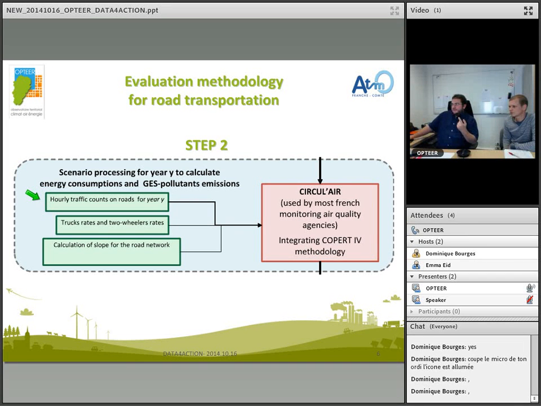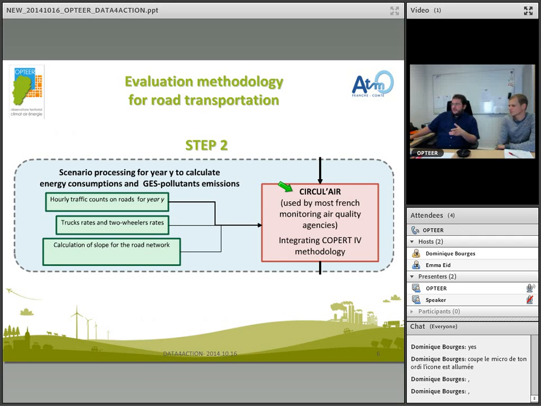I might have missed mentioning that the model, as we use it to model traffic so far, only models the passenger car activity, so we have to complete it with light duty vehicles, heavy duty vehicles, buses, coaches, and two wheelers, to give a more accurate vision of traffic. And of course, we also need the slope from the road network, because it's used especially for heavy duty trucks in the Copert methodology.